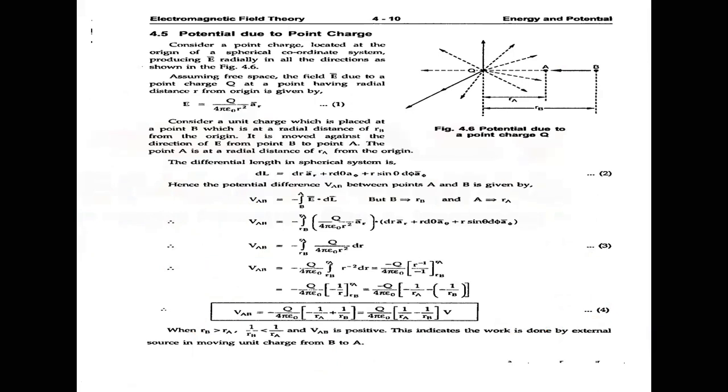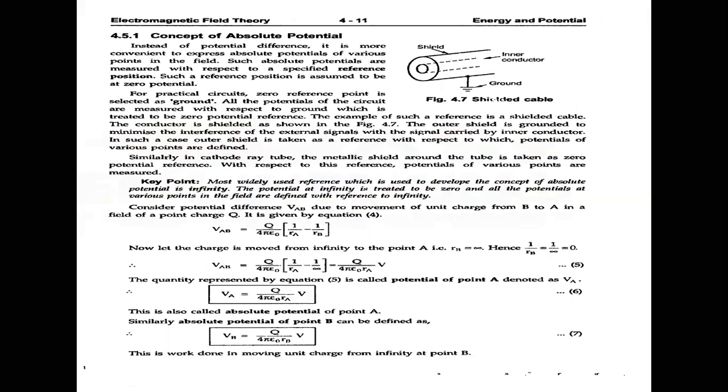So, potential due to the point charge, and the concept of absolute potential. Instead of the potential difference, it is more convenient to express the absolute potential of various points in the field. Such absolute potentials are measured with respect to a specified reference position, which is assumed to be at zero potential. Consider the potential difference VAB for the movement of unit charge from B to A in the field of point charge Q; we already derived this expression.